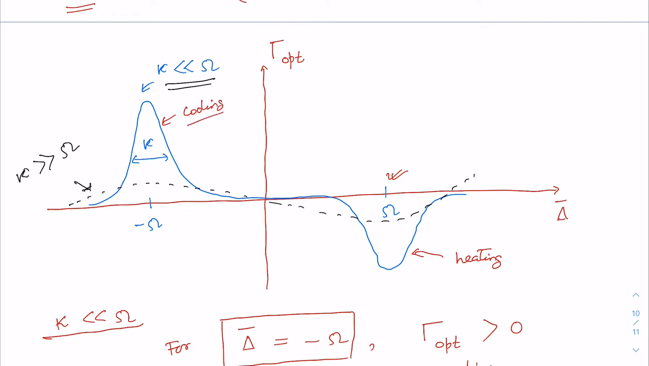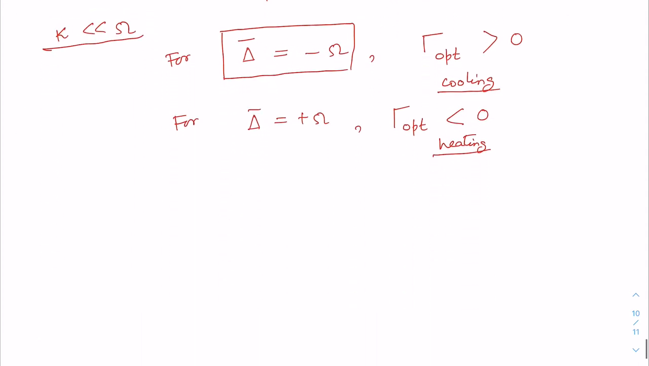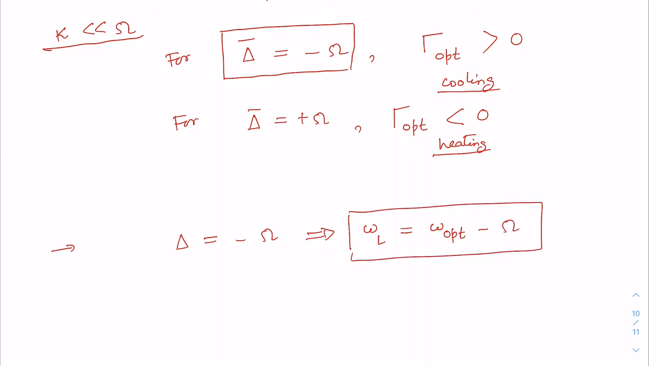Now let us understand what's going on. It's very simple. Suppose our laser has a frequency such that delta, rather than delta bar, let me just take delta because the correction is very small, is equal to minus omega. Delta is the difference between the laser frequency and the resonance frequency of the cavity, so that would be omega optical minus capital omega. If the laser frequency is less than the resonance frequency of the cavity, quite clearly the laser light cannot enter the cavity because it is not satisfying the resonance condition. It will go to the front mirror and get reflected.